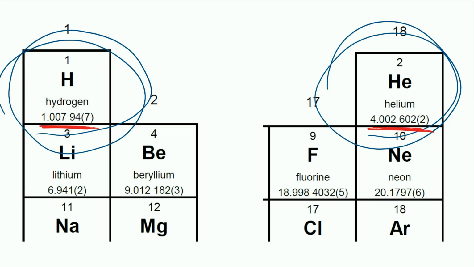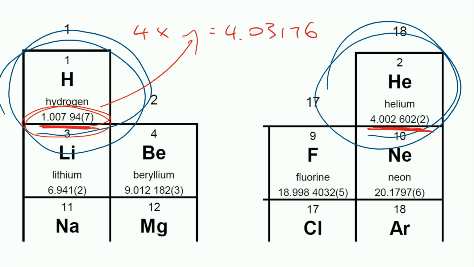So let's look at what we're doing here. What we're doing is taking 4 of these hydrogens, right? So 4 times that, and seeing what the total mass is. So let's fire up a calculator. We have 1.00794, multiply that by 4 equals, that gives a total combined mass of 4.03176, and of course remember that's in atomic mass units.